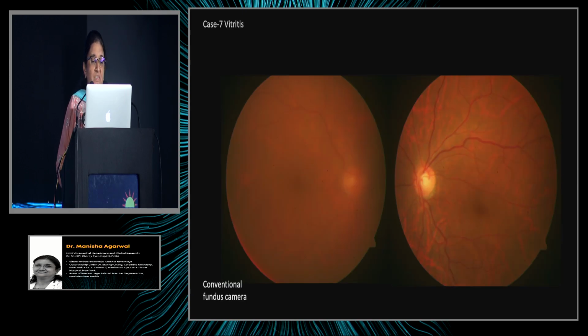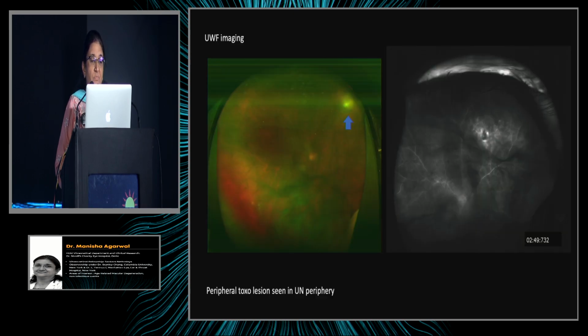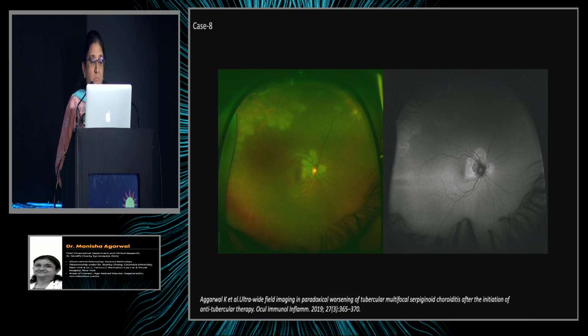This is a patient presenting with vitritis in the right eye, and you really don't know why the vitritis is happening. You really cannot pick up the cause. But when you do ultra-wide field, you can pick up this active patch of toxoplasma lying in the periphery, which otherwise could have got missed.